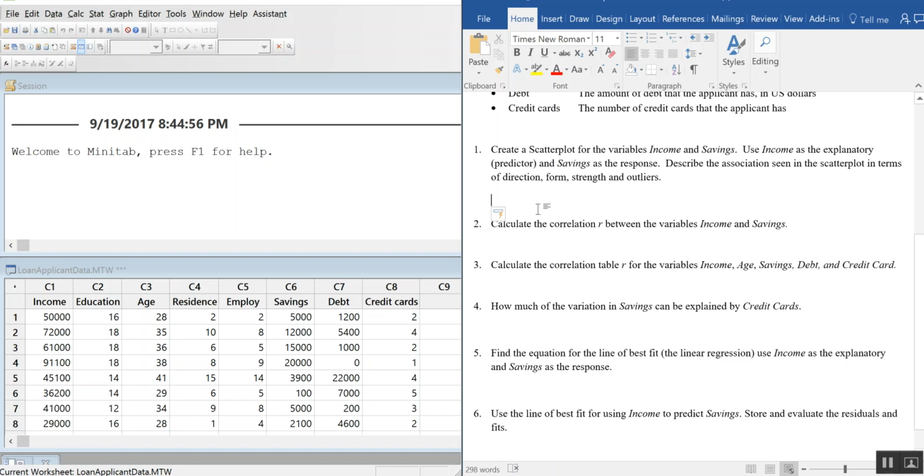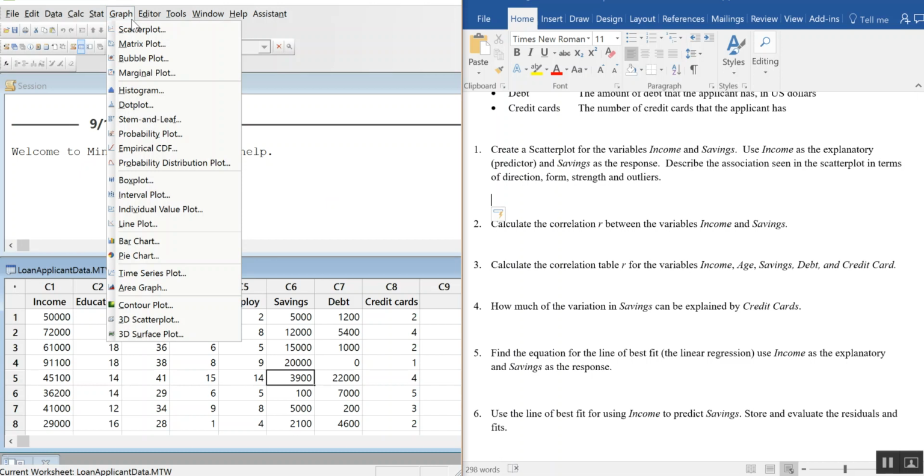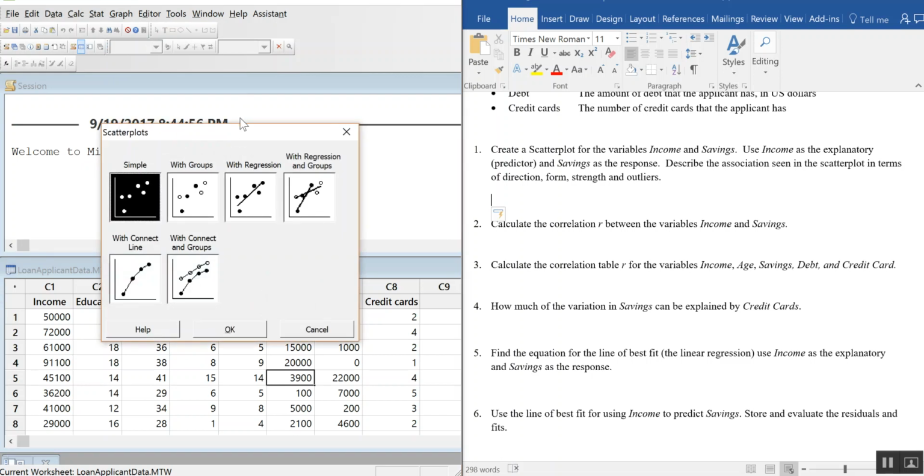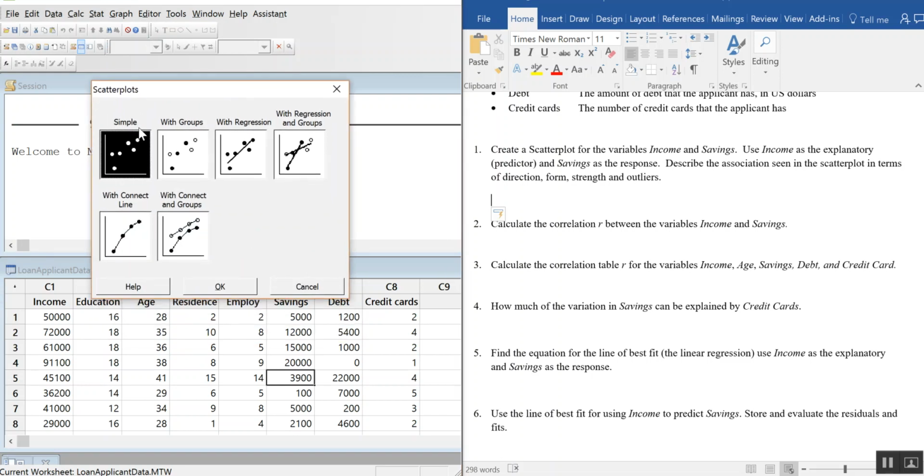So let's make that. Like all of our other visual describers of data, it's located under Graph. So let's go, oh, there's Scatterplot. It's the first one. I almost skipped over it. There you go. It's going to pop open a menu. We're just going to do a simple one this time. I'm looking to see what the picture looks like, and I don't need any of these extra descriptors or extra lines to see that. So I'm going to go ahead and hit OK.